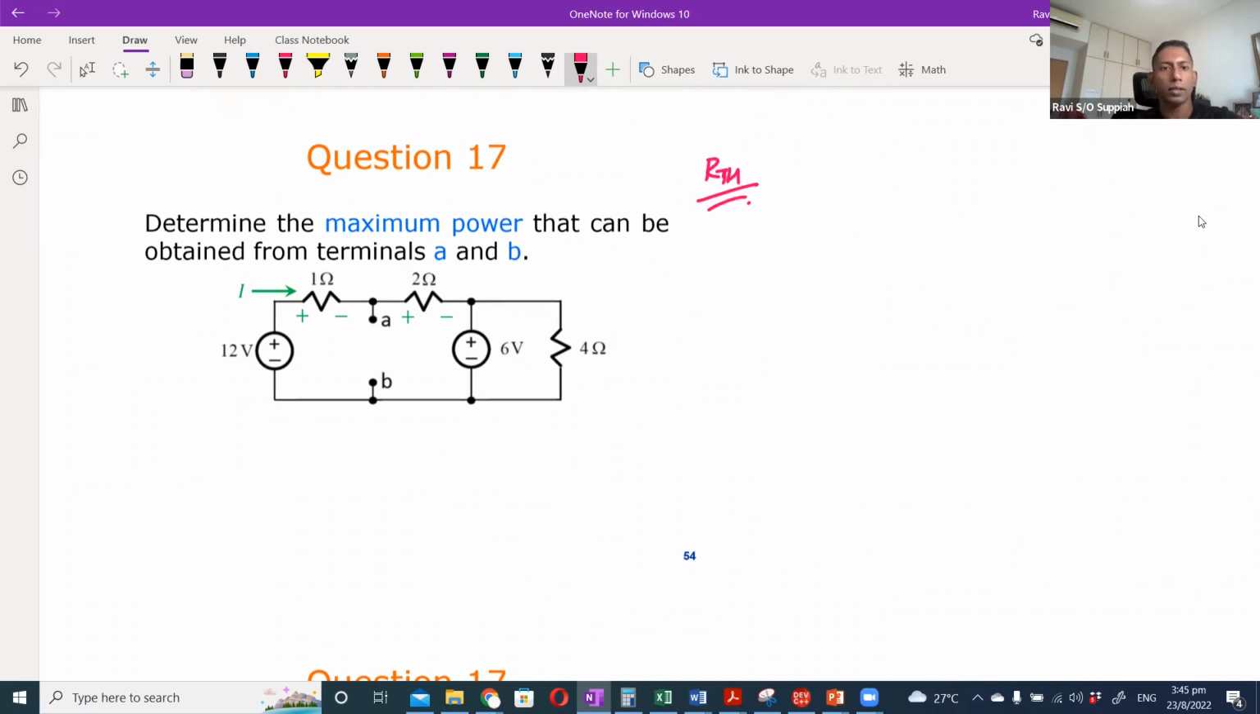The first thing is I will short the sources. So I have 1 ohm here, I have another, let me draw it the same way. So 1 ohm here, 2 ohm here. This is the short circuit, and this is the A and B, and then this is the short, and this is your 4 ohm.